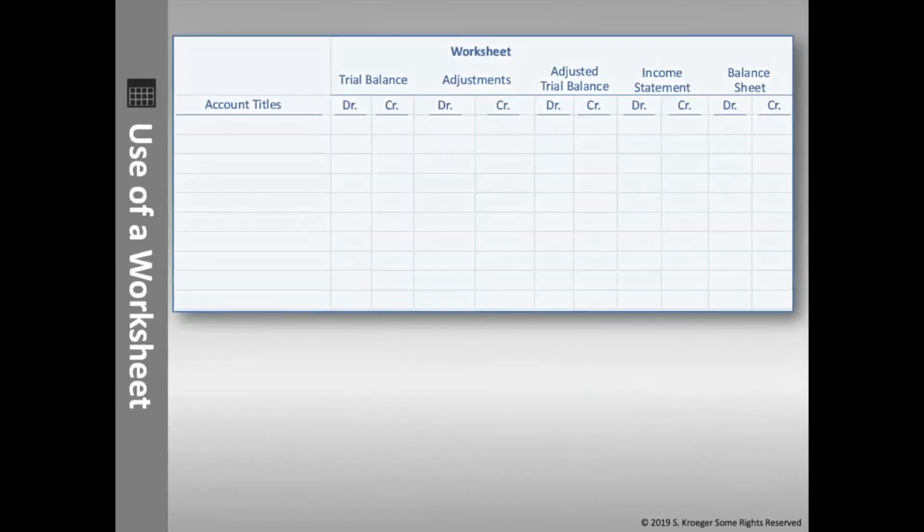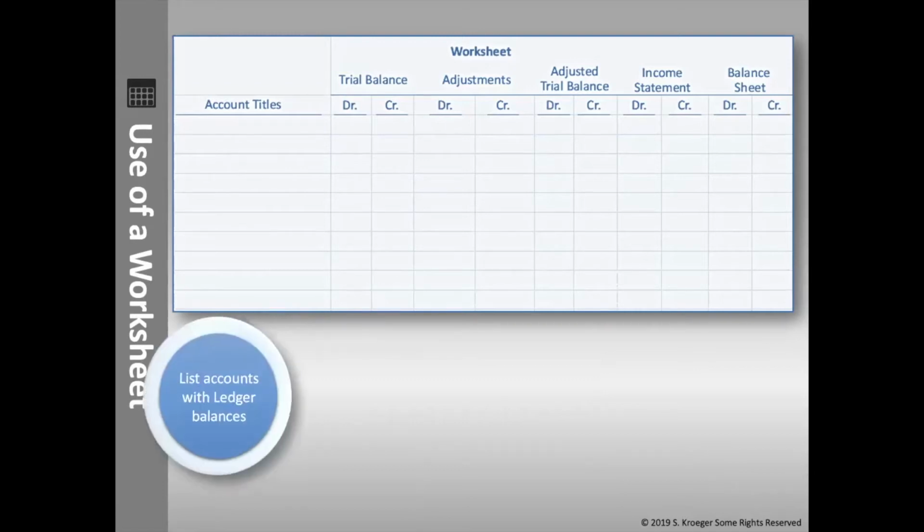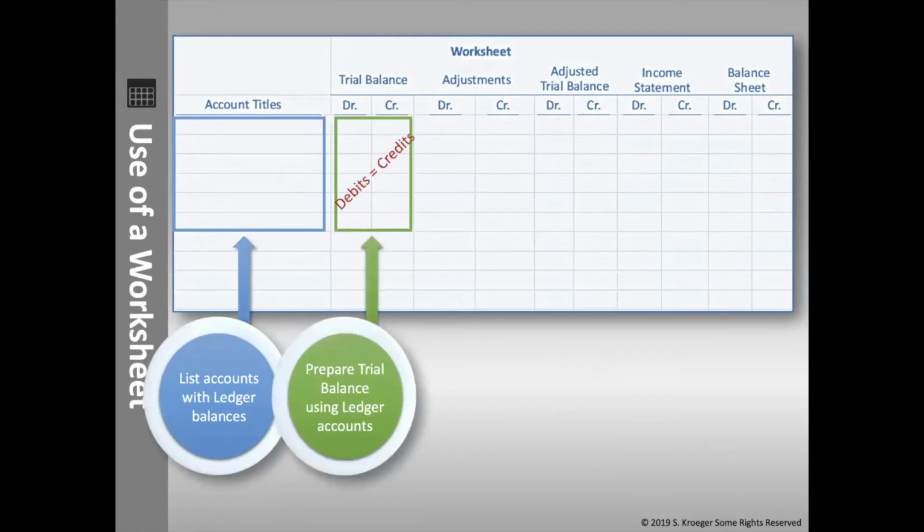This is what the worksheet looks like. We briefly discussed some of this at the end of chapter 3, so some of this may look familiar. First, you want to list all your general ledger accounts along with their balances from the trial balance. Debits should equal credits, and if they do not, then there is an error on your trial balance.